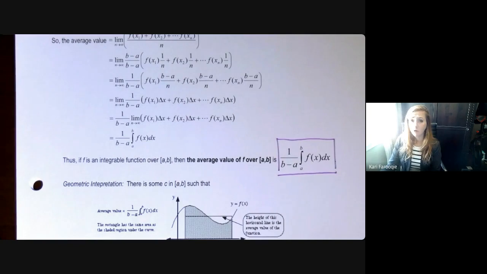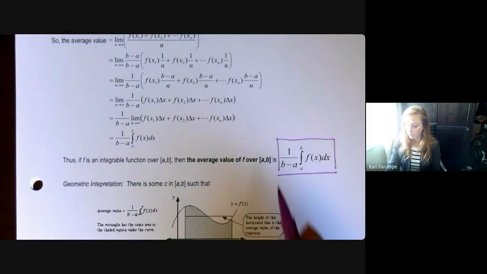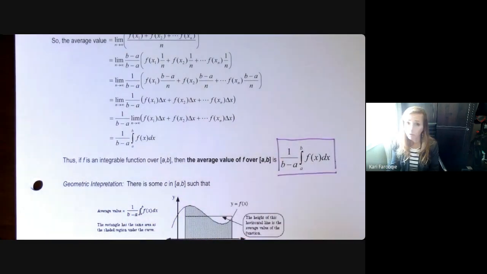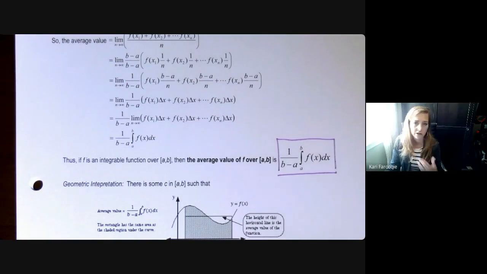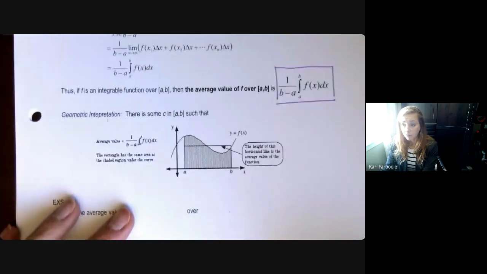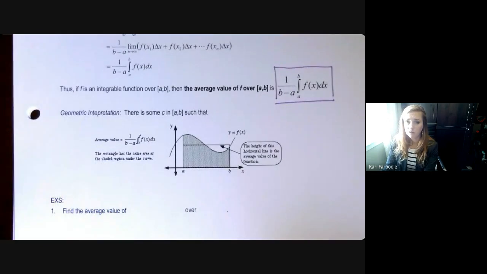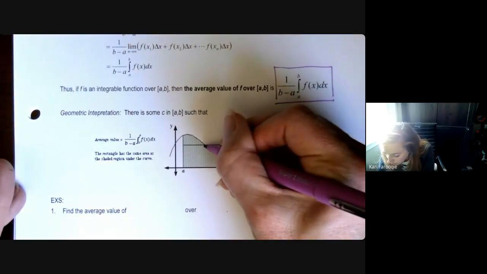So the formula for average value is 1 over b minus a times the integral from a to b of f of x dx. It's just finding an integral from a to b, but then multiplying by 1 over the length of this interval from a to b. Now, the idea behind average value is basically you're trying to find the average height. So this picture kind of illustrates that.